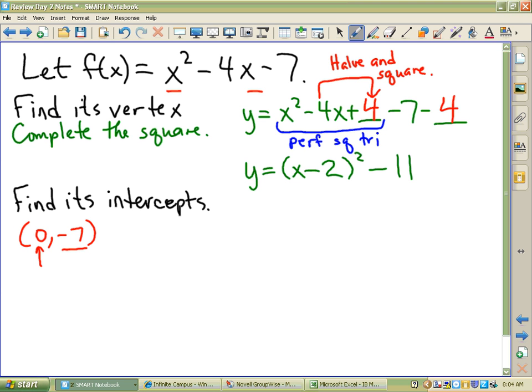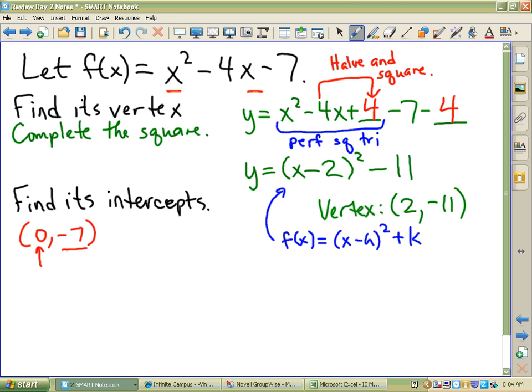Where's the vertex? It's at 2, negative 11. The first one reads counterintuitive. The second one reads as is. You may remember in the definition of a parabola function that we had talked about, the general equation is x minus h squared plus k, where h, k is the vertex. So the first piece reads in a counterintuitive way. The second piece reads in a not counterintuitive way.